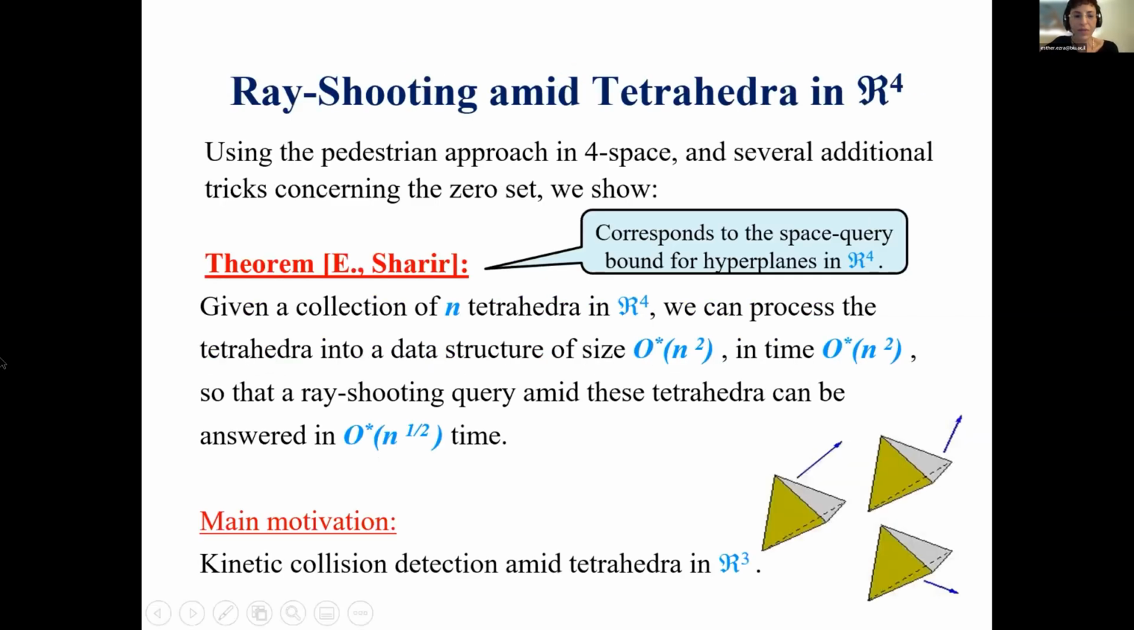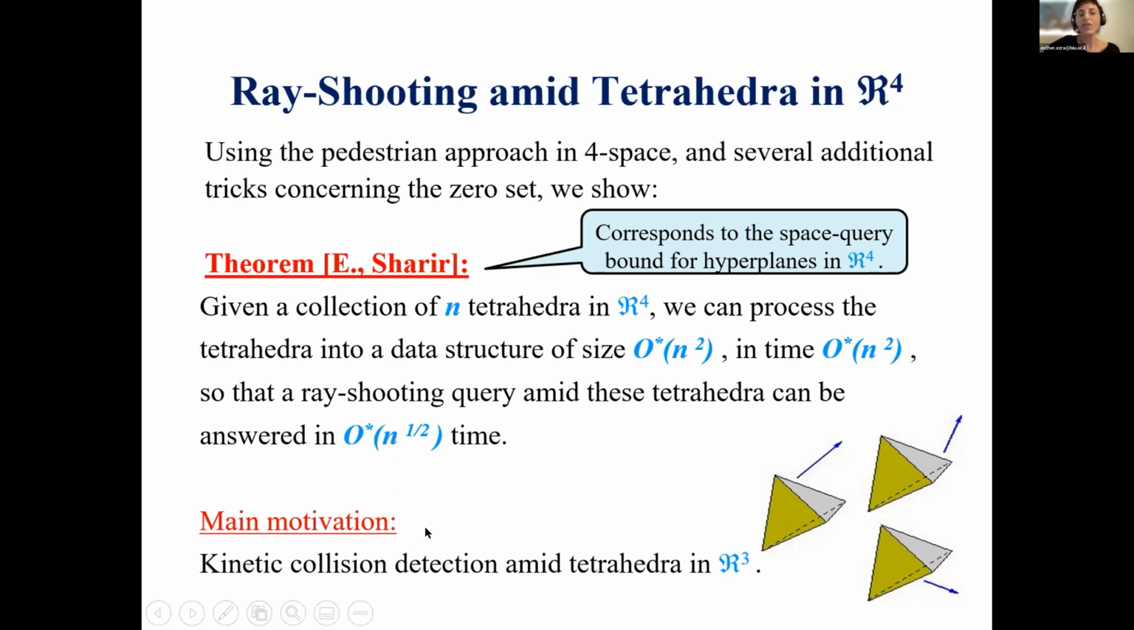The first extension is in 4 dimensions: ray shooting amid tetrahedra in 4 dimensions. Using the pedestrian approach in 4-space and several additional tricks, we managed to obtain a data structure of about quadratic size and preprocessing that answers ray shooting queries amid the tetrahedra in about root n time.